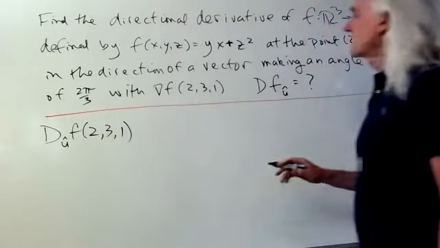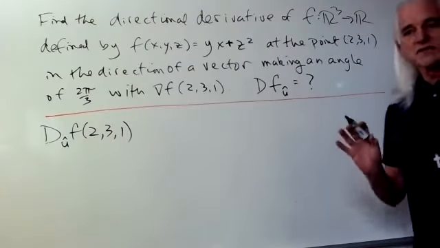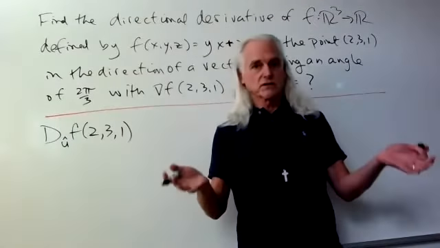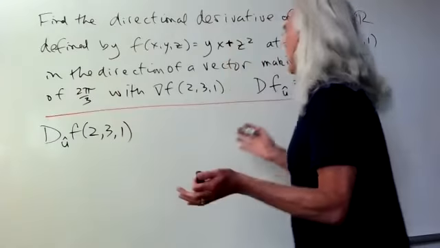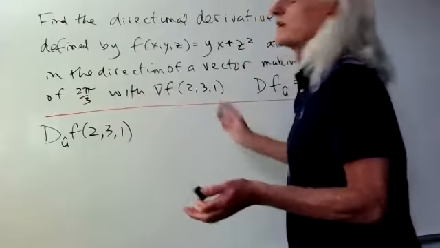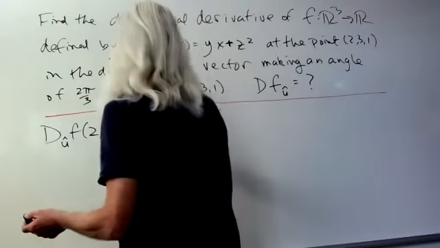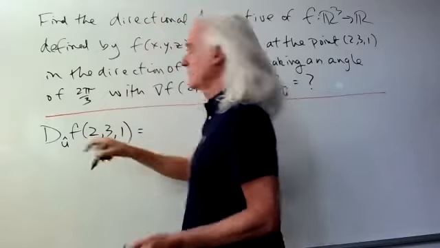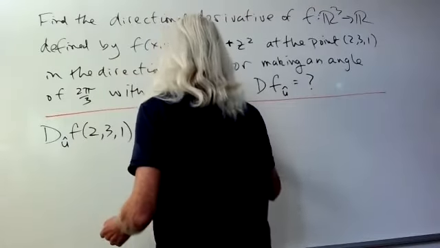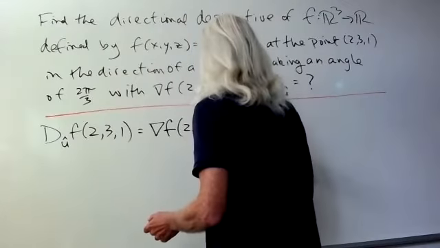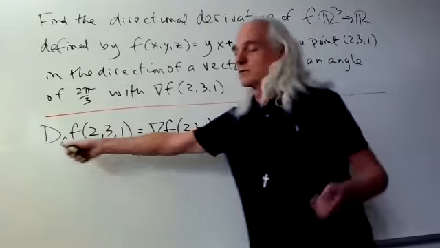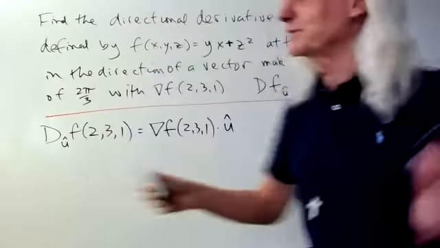And we're not given exactly what u is, but we're given everything we need to know. U hat is a unit vector, and it also makes an angle of 2 pi over 3 with the gradient. The way we compute this is we take the gradient of f at the point 2, 3, 1. That's a vector. We dot it with the unit vector in the direction we're taking the directional derivative with respect to.